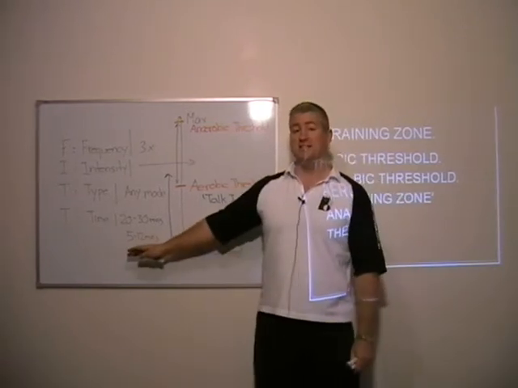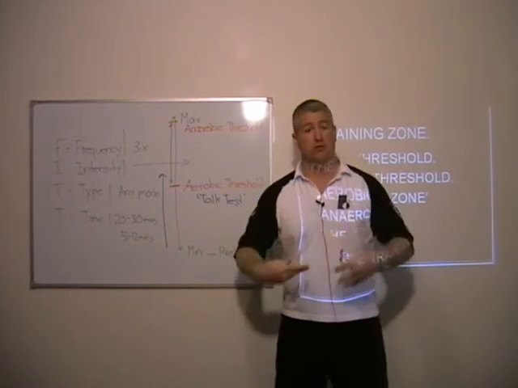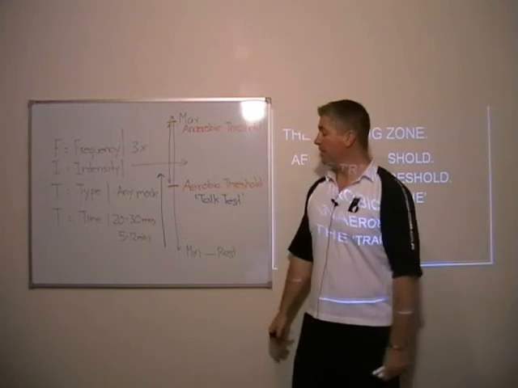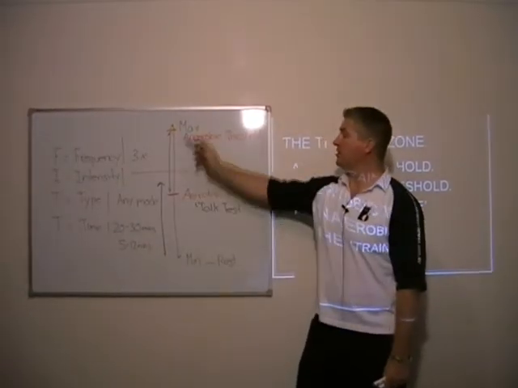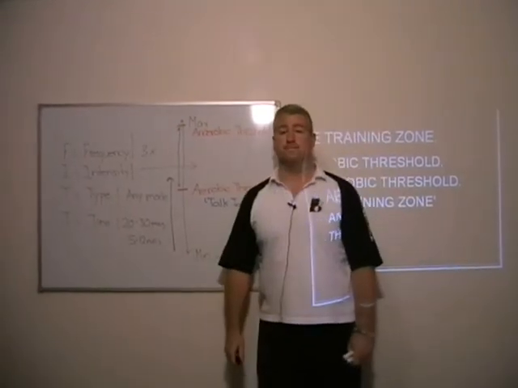So that's fine if they can only sustain 5 minutes. Obviously you're going to build up with progressive overload over time, but try to work towards 20 to 30 minutes of continual exercise in the training zone.